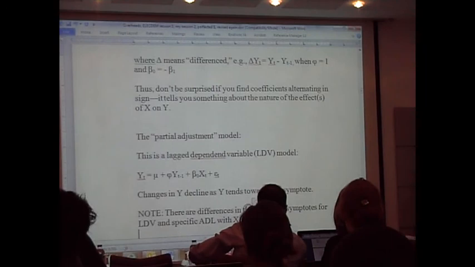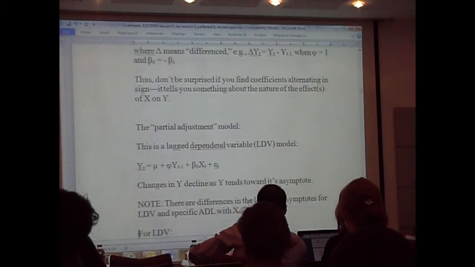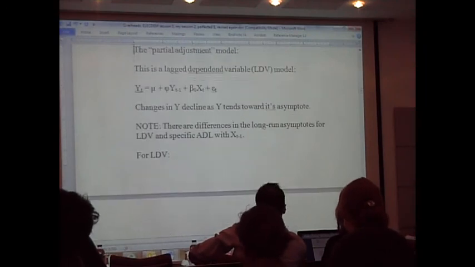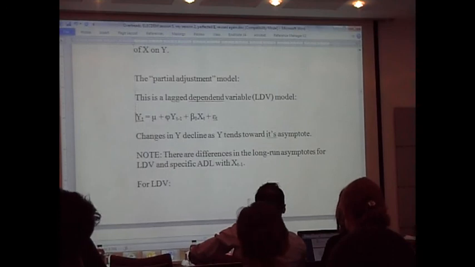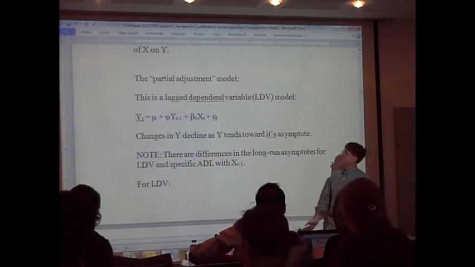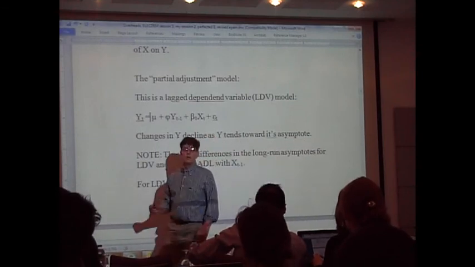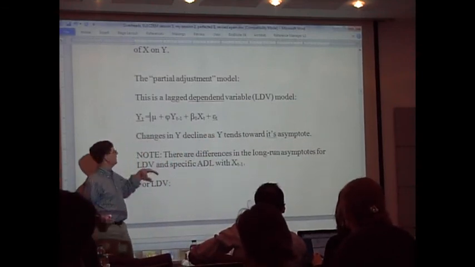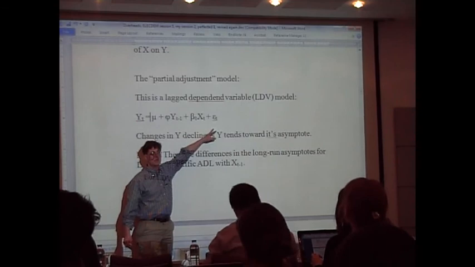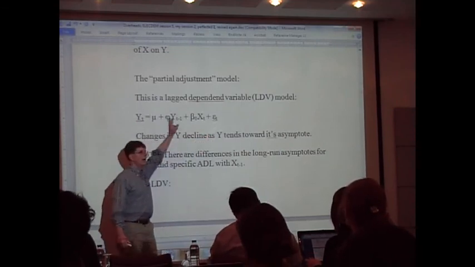What if it's a partial adjustment model? You might think, okay, what is this all about? Why is he putting in one of these? Well, this is actually a really common model. Remember the kind of stuff we were doing yesterday? y is a function of y t minus 1 plus x t, right? This is known as the lagged dependent variable model. The whole difference between the LDV and the ADL, which I think is trivial, is the missing x t minus 1. This is a very, very common model.